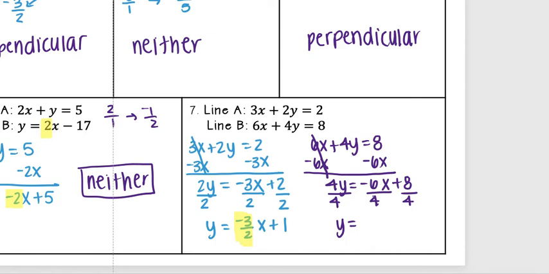Okay, now here I have negative 6 over 4. Let's make a little note over here. I don't want to leave it like that because I know that can be reduced. I know that 2 goes into both the top and the bottom. So negative 6 divided by 2, I get negative 3. 4 divided by 2, I get 2. So I'm going to write that as negative 3/2 x. Then 8 divided by 4, I get 2. So I see my slope for the first one is negative 3/2. My slope for the second one is also negative 3/2. So that means this one is parallel, since they have the same slopes.